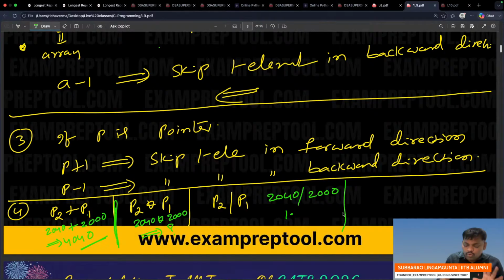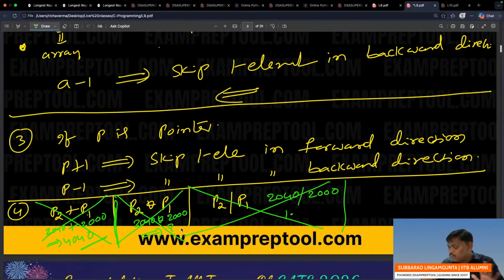Remember, adding two pointers has no meaning. Multiplying two pointers, no meaning. Dividing two pointers, there is no meaning. Whenever there is no meaning, if you try to perform it, you will get an error. It will say invalid operation, something like that.